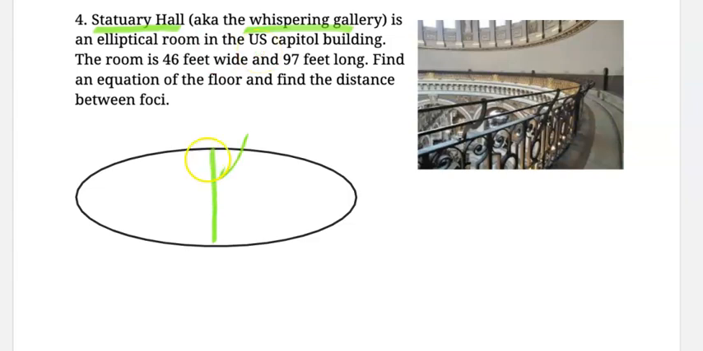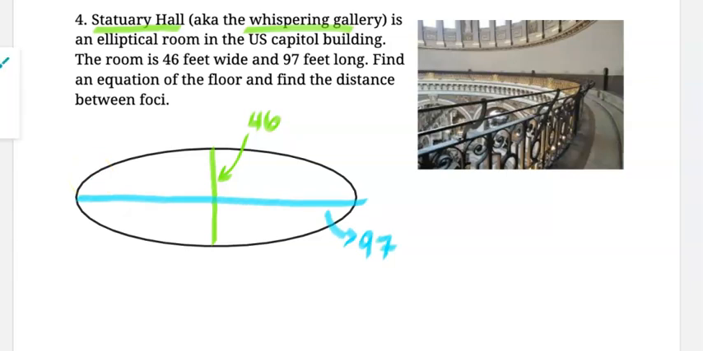I'm going to make that 46 feet and 97 feet long. And the cool thing about this room is that wherever the foci are located, because of the nature of an ellipse, if you whisper at one end, your whisper will bounce off and it will land directly at the other focus. So you could whisper something, and only the person standing in the other spot across the room will hear you. Super crazy cool, right?